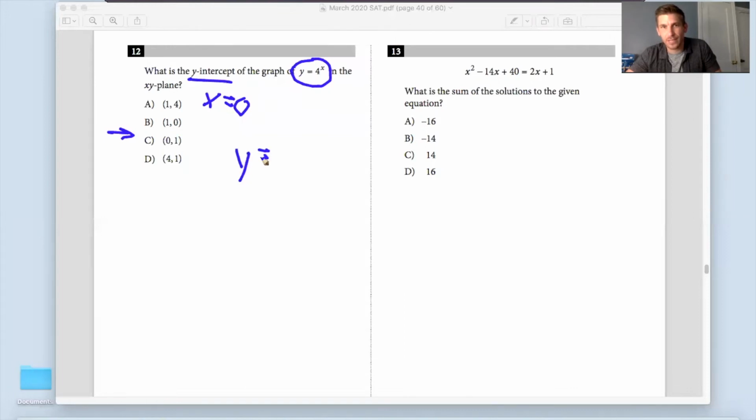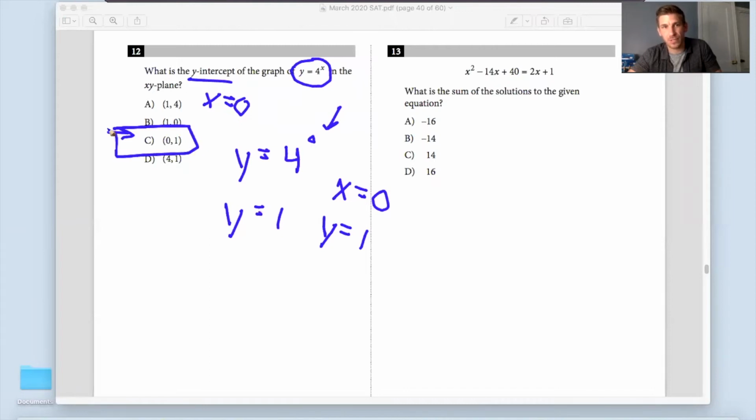So y is going to equal 4 to the power of 0. So when x equals 0, then y in this case will be 1, because anything to the 0 power becomes 1. So that's a quick tip I would give you. So C is going to be my answer.